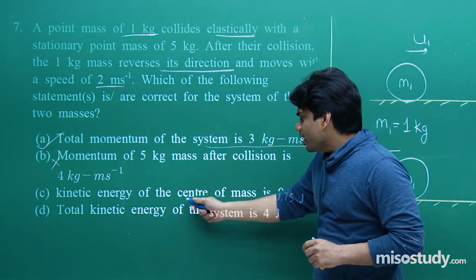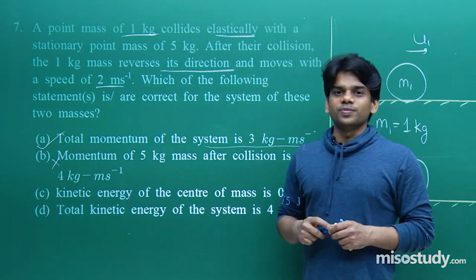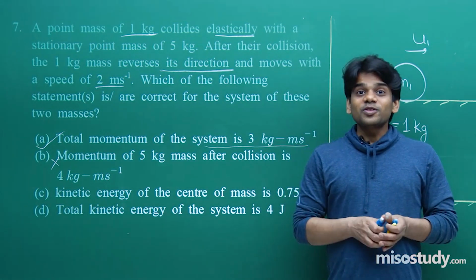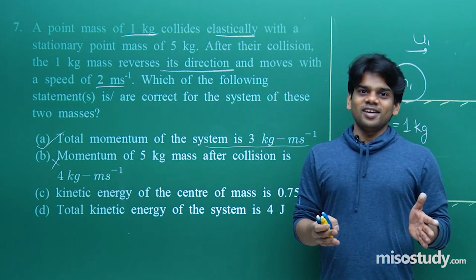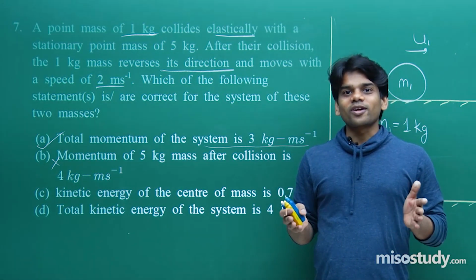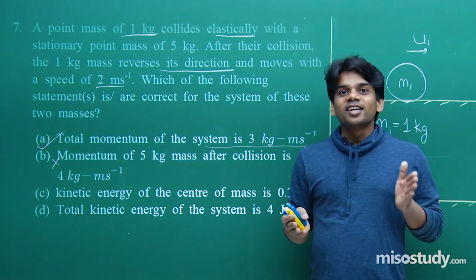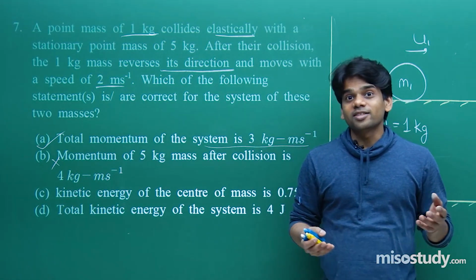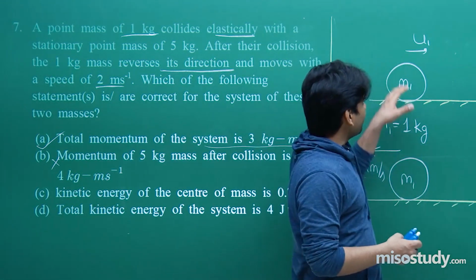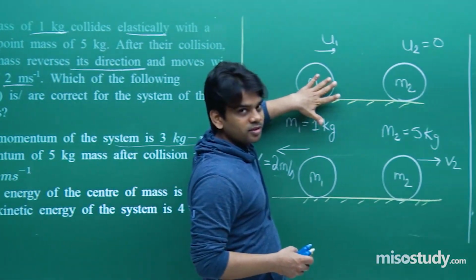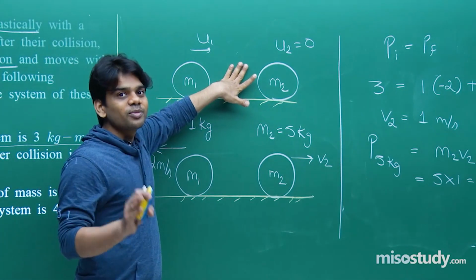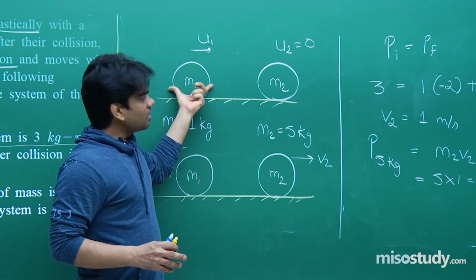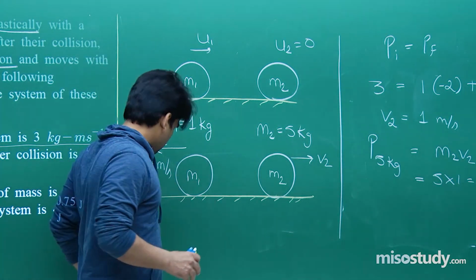C, kinetic energy of the center of mass is 0.75 joule. Let's check the kinetic energy of the center of mass. Now see here, the collision is elastic. I have explained to you all in the regular class, if the collision is elastic, then the kinetic energy will remain conserved. For the kinetic energy to remain conserved, that means whatever the kinetic energy possessed by this body before the collision, that will remain conserved. That will not change. Its momentum we know is 3 and its mass is given as 1.